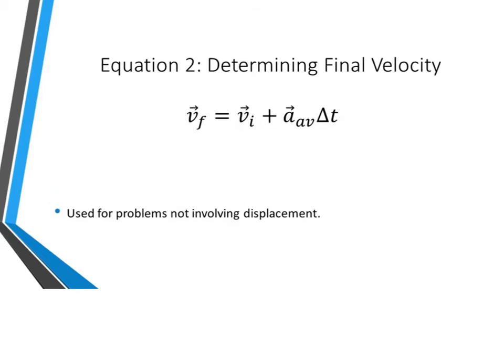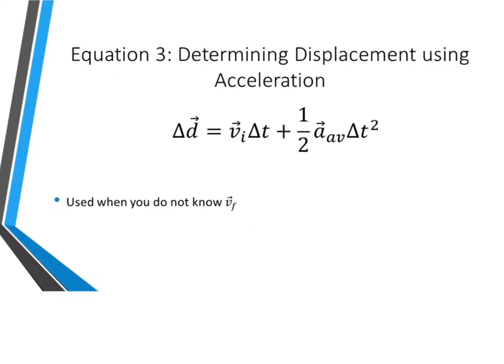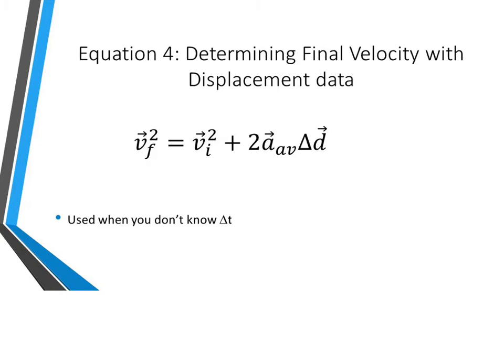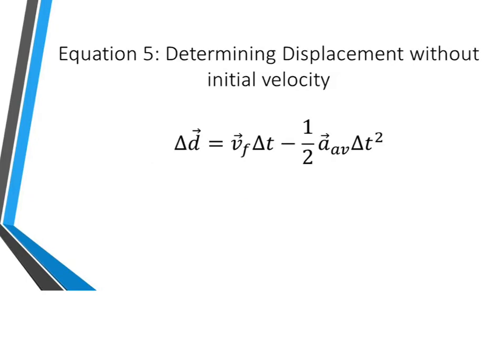Equation 2 is used for determining final velocity. And you'll see that we don't have displacement, we don't have a delta D in this formula. Equation 3 is used to determine displacement using acceleration, but we only know our initial velocity, not our final velocity. Equation 4, determining final velocity with displacement data, and what you'll notice that's missing from this equation is our delta T. Our final equation is determining displacement without your initial velocity. So this time we have VF instead of VI.